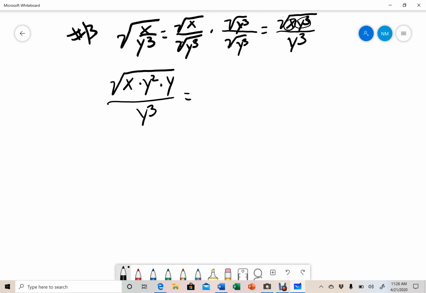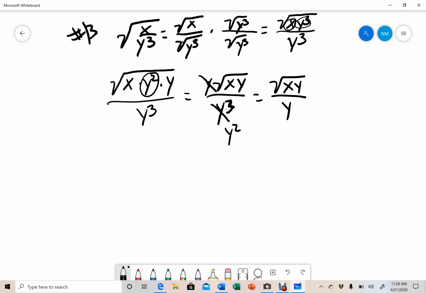So by doing that, this gets square rooted out. So I've got y, x and y over y cubed. Now this and this can reduce, so y, leaving me with y squared. So I have the square root of x times y over y squared. Now looking at my radical, nothing else can be factored out further, or radicalized. So this is as far down as we can take it. And then we've canceled out, so we have the square root of x times y over y squared.